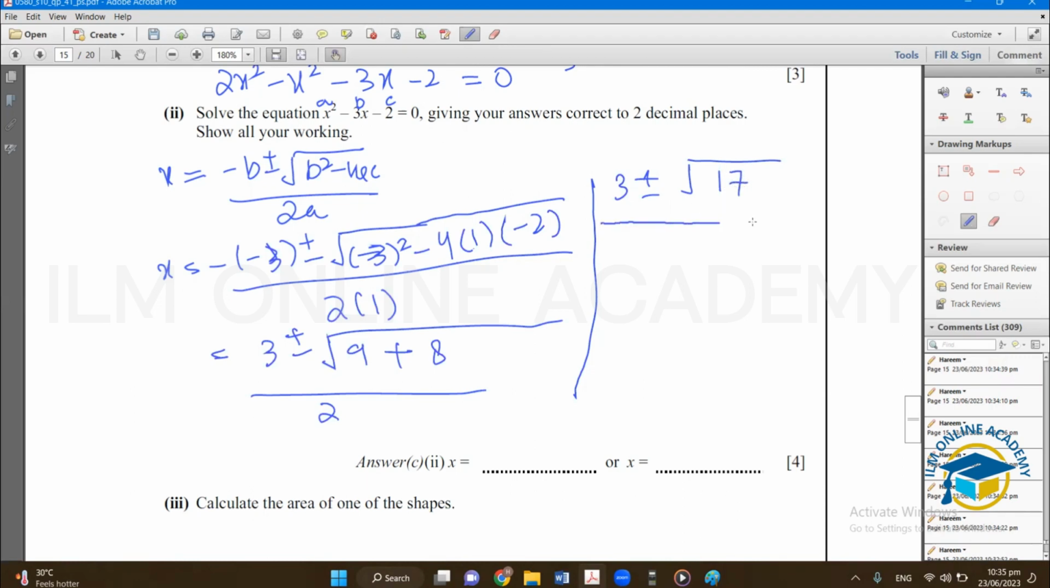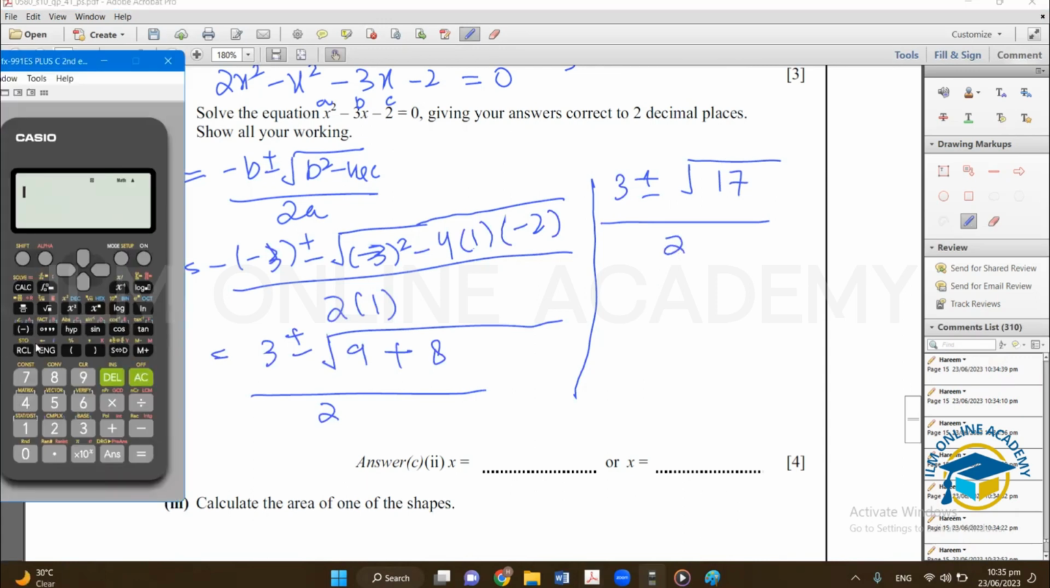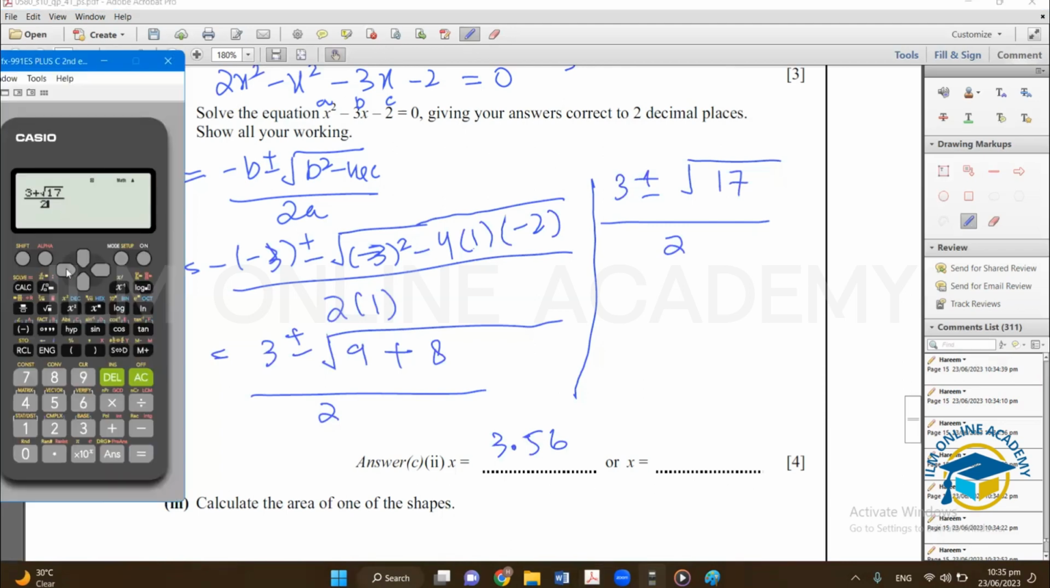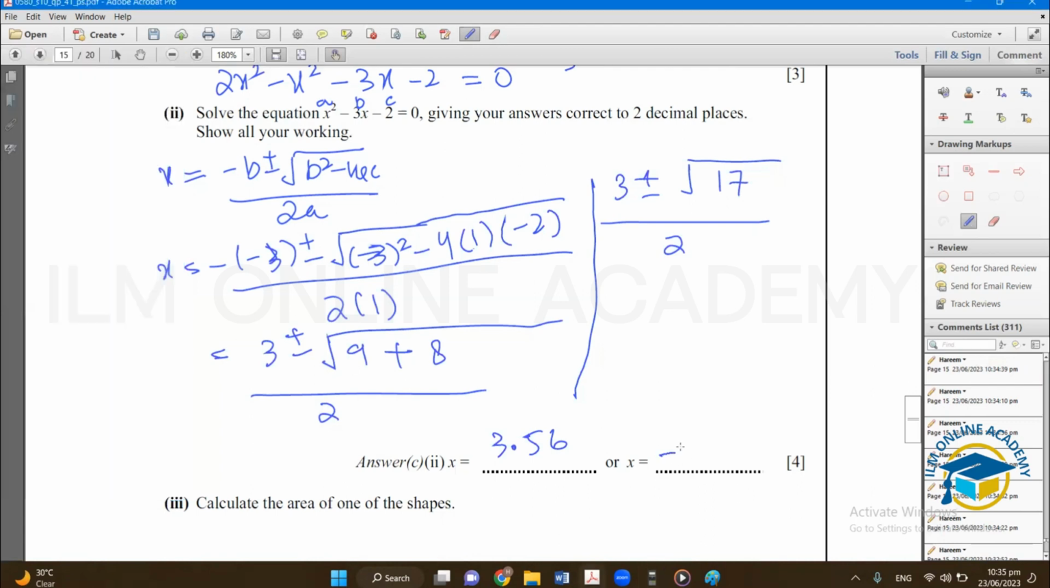Just take out your calculator. First thing, 3 plus root 17 over 2, it's 3.56. Okay. The first answer is 3.56. And the other thing which you have to do is just put the negative sign. So I'm deleting it and putting the negative sign here. So the answer is minus 0.56.